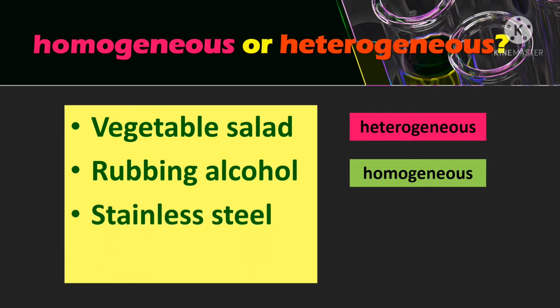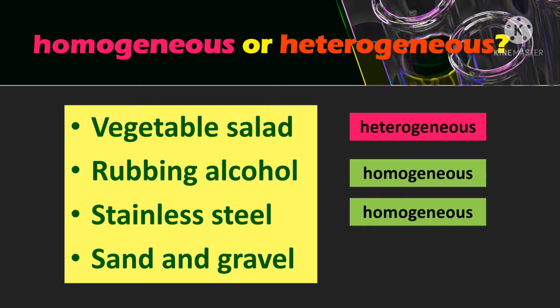Stainless steel. It is homogeneous. It is an alloy of iron and carbon. Sand and gravel. It is heterogeneous. Sand and gravel are particles of different sizes which can still be mechanically separated.